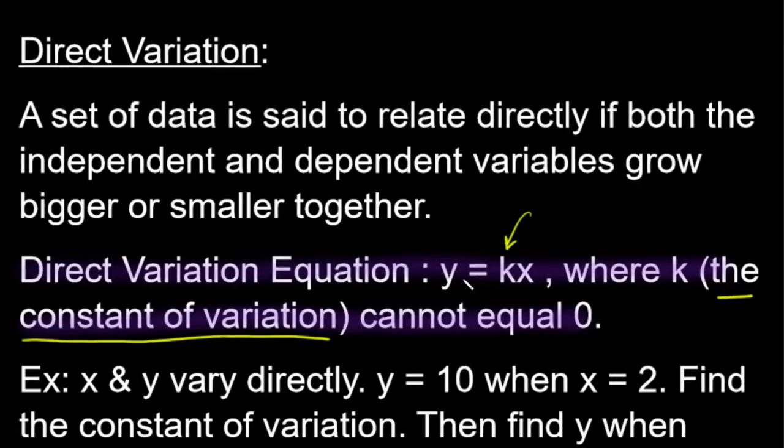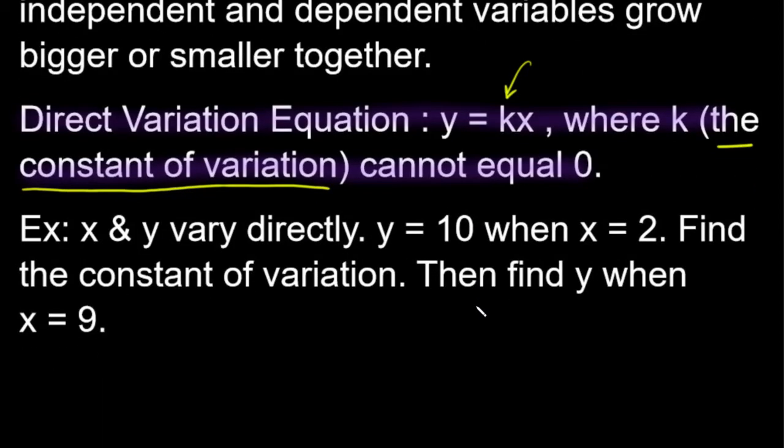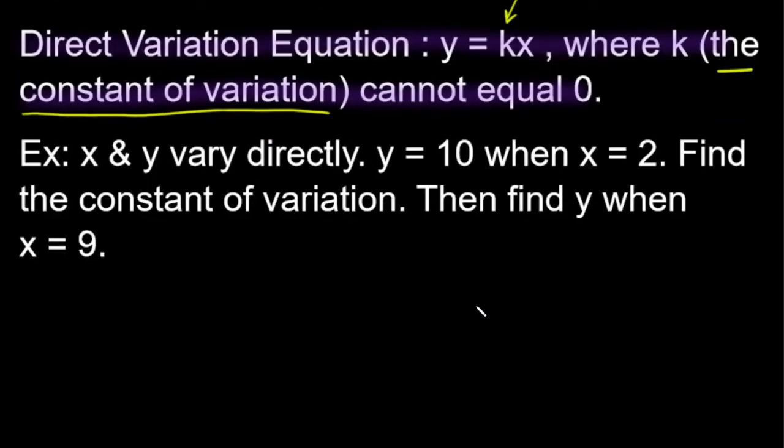Another thing to point out is I will not give you this little equation on a quiz or a test because it's so straightforward. It's just y equals kx. It's not like the quadratic formula, where you have to memorize this big long thing. It's just super simple. So here is an example. x and y vary directly. y equals 10 when x equals 2. Find the constant of variation. Then find y when x equals 9.